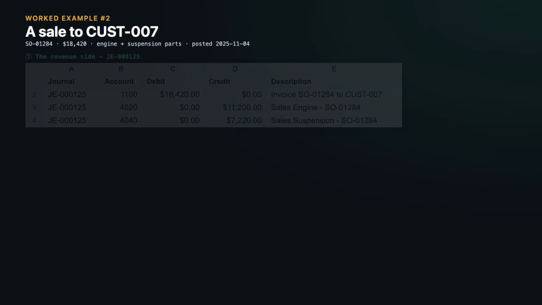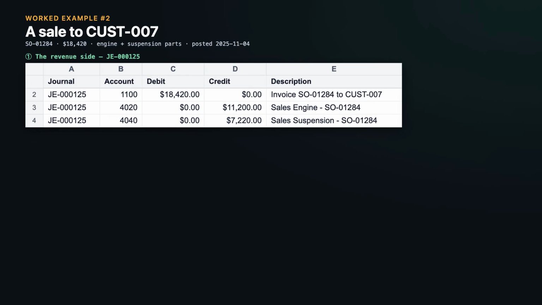Now a sale. From the middle of the year. Journal entry 125, posted in November. Customer 007 placed sales order 01284, $18,420 of engine and suspension parts. 3 rows. Accounts receivable debited $18,420. Sales engine credited $11,200. Sales suspension credited $7,220. The totals balance. But there's a second journal entry posted at the same time, recording the cost side.